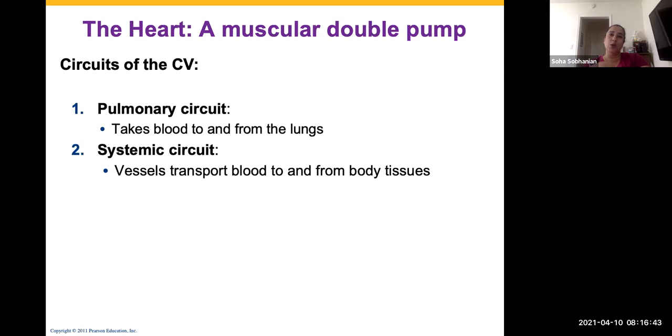So what is the goal for the pulmonary circuit? Pay attention to this. The pulmonary circuit takes blood that is deoxygenated to the lungs, and what it does in the lungs is a gas exchange. The gas that it is getting rid of is CO2, which is your bad gas, and it's picking up the oxygen.